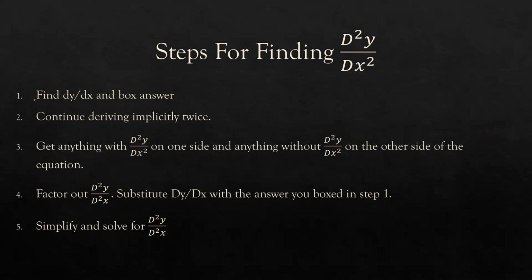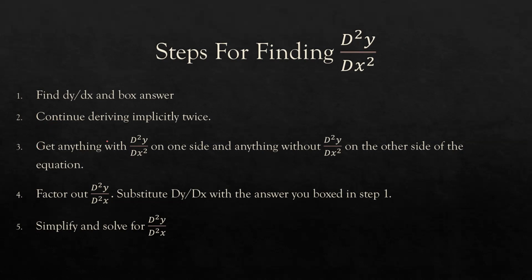The reason why you should box the answer is because when you get to step 5 and solve, you're going to have a dy/dx, and then you're going to substitute dy/dx, whatever that answer is. And then step 2 says continue deriving implicitly twice. So do all the steps, just take implicit differentiation twice.